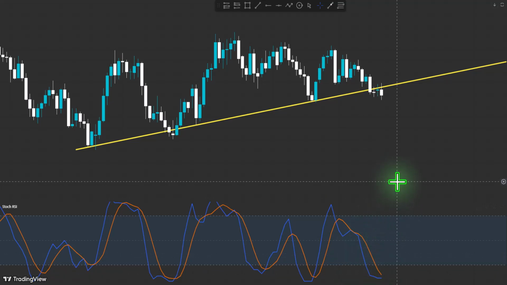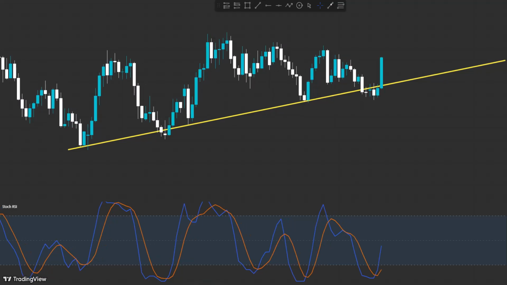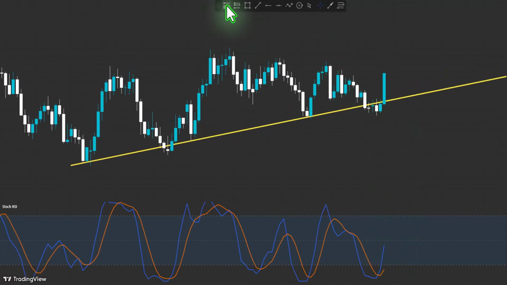Before pulling the trigger on a trade, we need one last confirmation, which is to wait for the stochastic RSI to cross back inside the oversold zone. And once all these conditions are met, you've got yourself a high probability trade setup. And I will then open a buy trade right here.